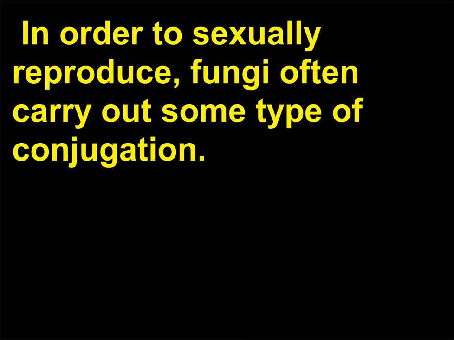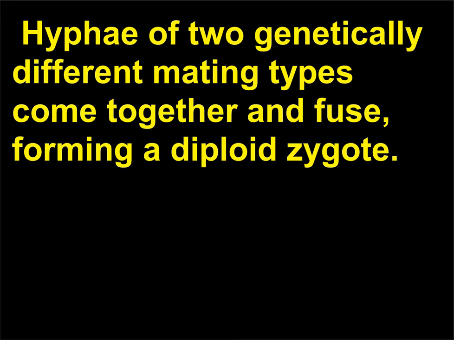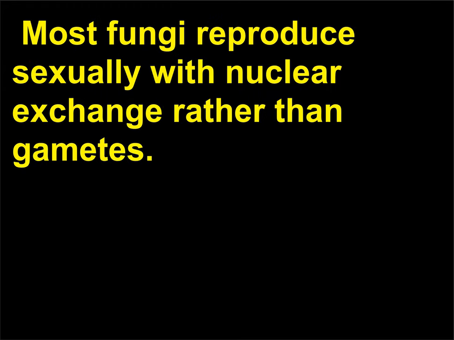In order to sexually reproduce, fungi often carry out some type of conjugation. Hyphae of two genetically different mating types come together and fuse, forming a diploid zygote. Most fungi reproduce sexually with nuclear exchange rather than gametes.